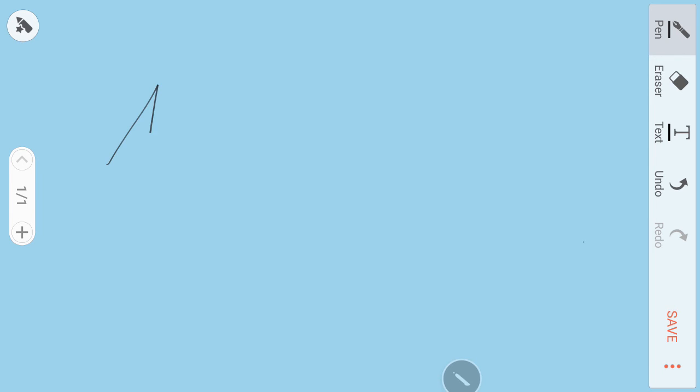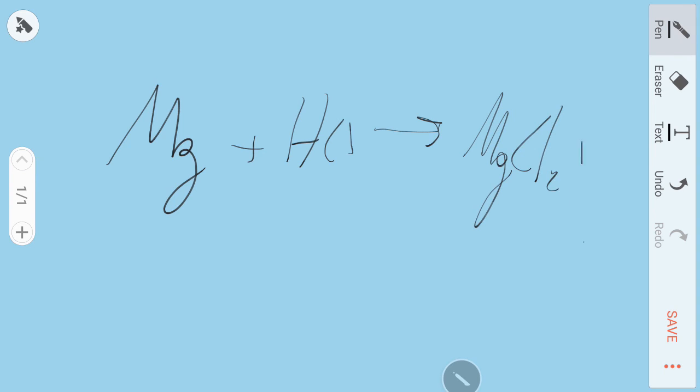Alright, number 9. We have magnesium plus HCl. It's going to yield MgCl2 plus H2. Magnesium here is 0. Now I have HCl, hydrochloric acid. In this case, all acids are going to be ionic compounds. And from our naming, if I have hydrogen as a cation, it's an acid.